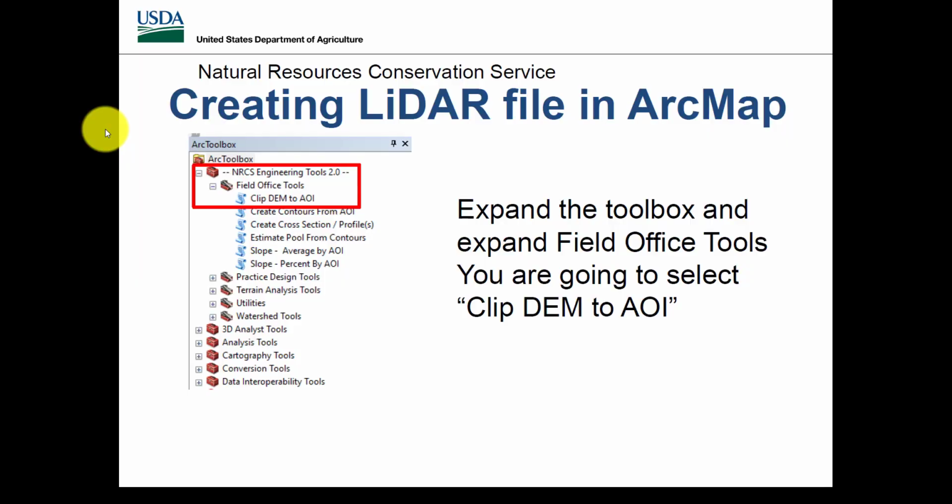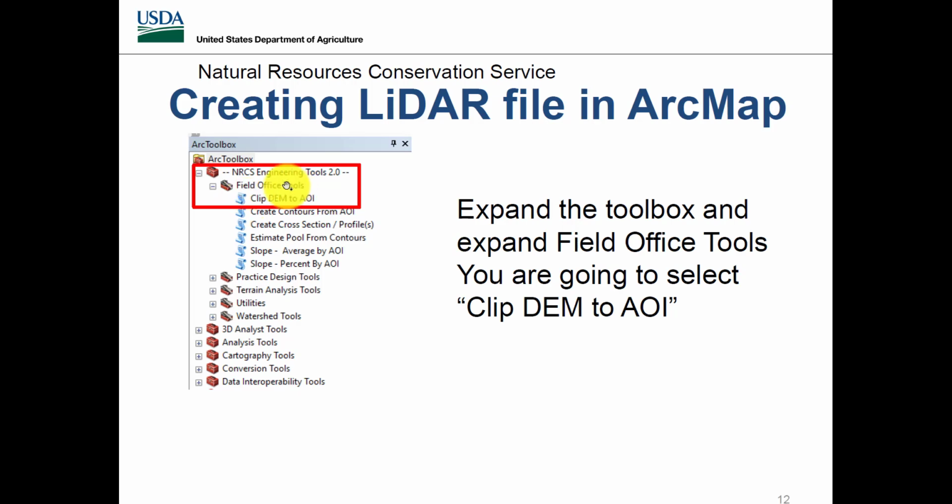So the next step will actually be using the NRCS Engineering Tools Toolbox. If you expand the Field Office Tools, the first folder, that's what we're going to be concentrating on in this exercise. We're just going to go ahead and clip the DEM to AOI. So we're just clipping the digital elevation model to the area of interest that we create.